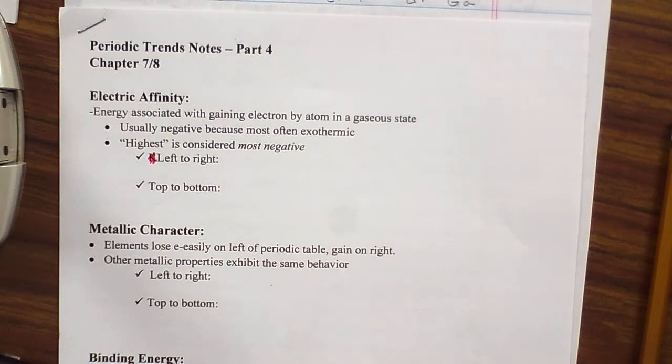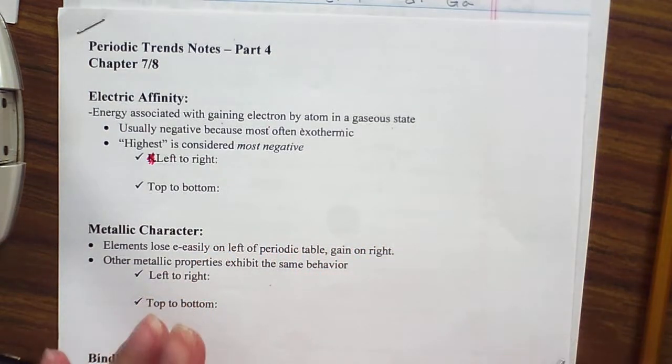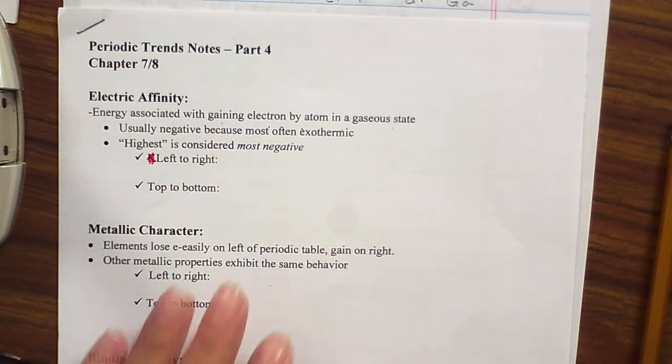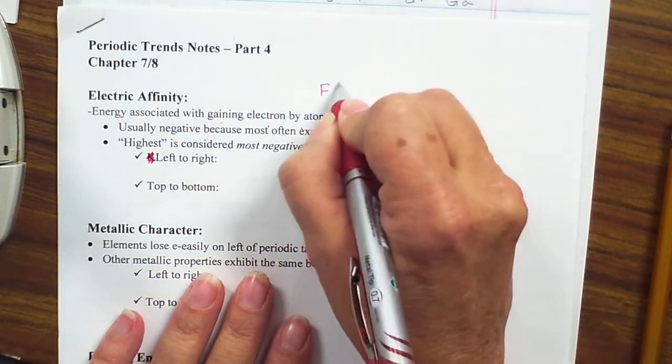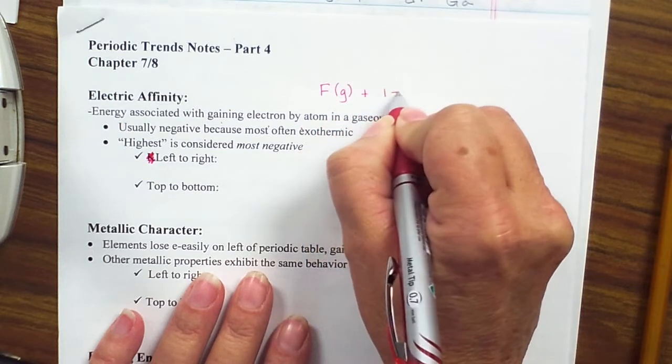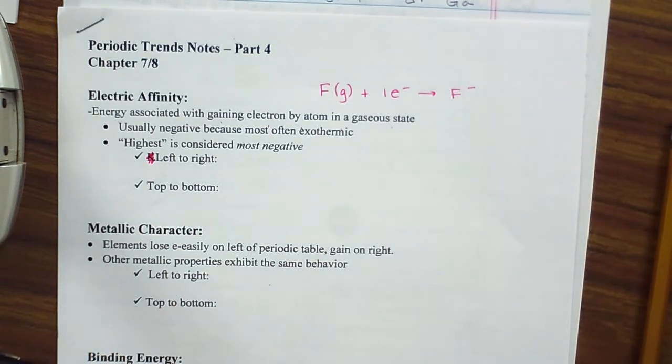Electron affinity is energy associated with gaining electrons by an atom in a gaseous state. Whereas ionization is focused on pulling that electron off, electron affinity is associated with gaining that electron. So when we talk about fluorine needing that one electron, right? That would be very exothermic. That is going to be a high electron affinity because fluorine really wants that one electron.